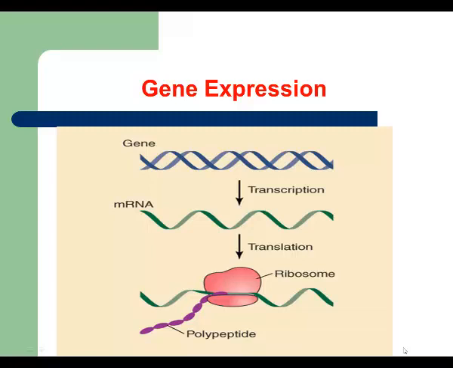The second DNA reaction is gene expression. Gene expression consists of two steps: transcription and translation. When cells go through transcription, they use a DNA molecule as a template to make a copy of that DNA molecule in the form of messenger RNA. And then they use messenger RNA in translation to make a protein.